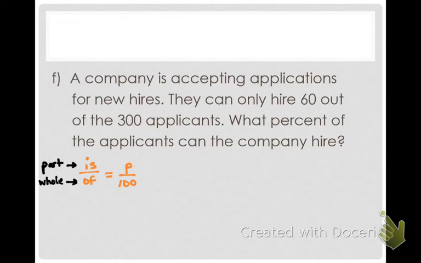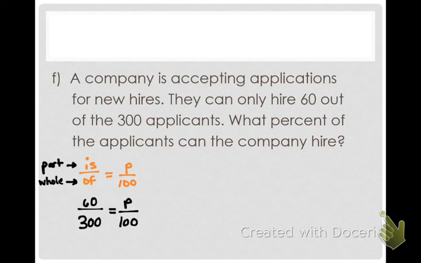So looking at this, it says they can only hire 60 out of the 300 applicants. Of those numbers, which one is the part? 60. Which one is the whole? 300. Okay, because we know they can only do 60, which is part of the whole of the applicants that are coming. And then we're trying to find the percent, but we don't know the percent yet.